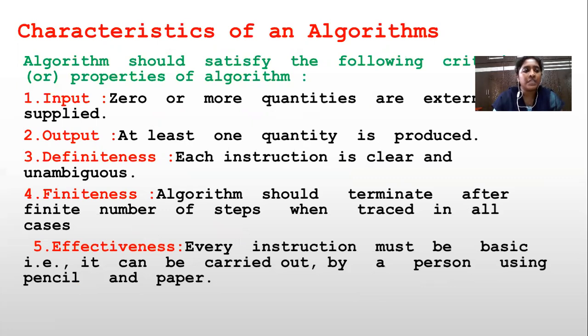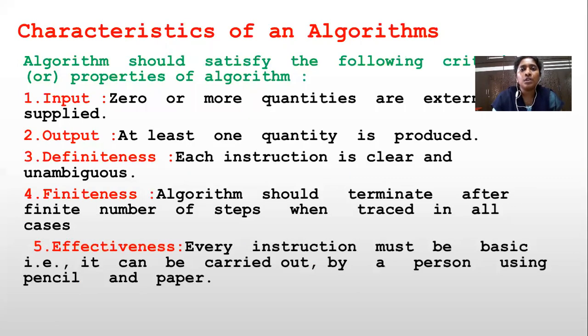Any algorithm should satisfy the following criteria or properties of an algorithm. So there are 5 properties of an algorithm. First one is input, second one is output, definiteness, finiteness, and effectiveness. Coming to the first one, input.